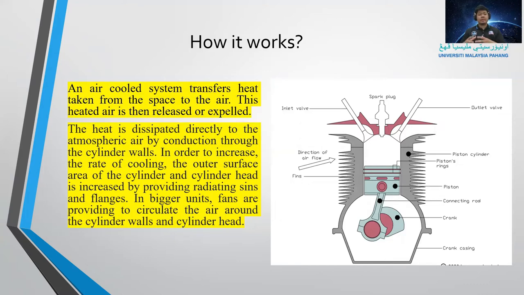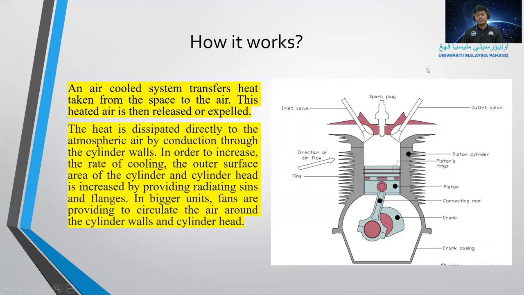Next, how the air cooling system works. Basically, an air cooling system transfers heat taken from the engine to the air, and this heated air is then released or expelled. The heat is dissipated directly to the atmospheric air by conduction through the cylinder wall, and in order to increase the rate of cooling, the outer surface area of the cylinder and cylinder head is increased by providing radiating fins and flanges. In bigger units, fans are provided to circulate the air around the cylinder wall and the cylinder head.